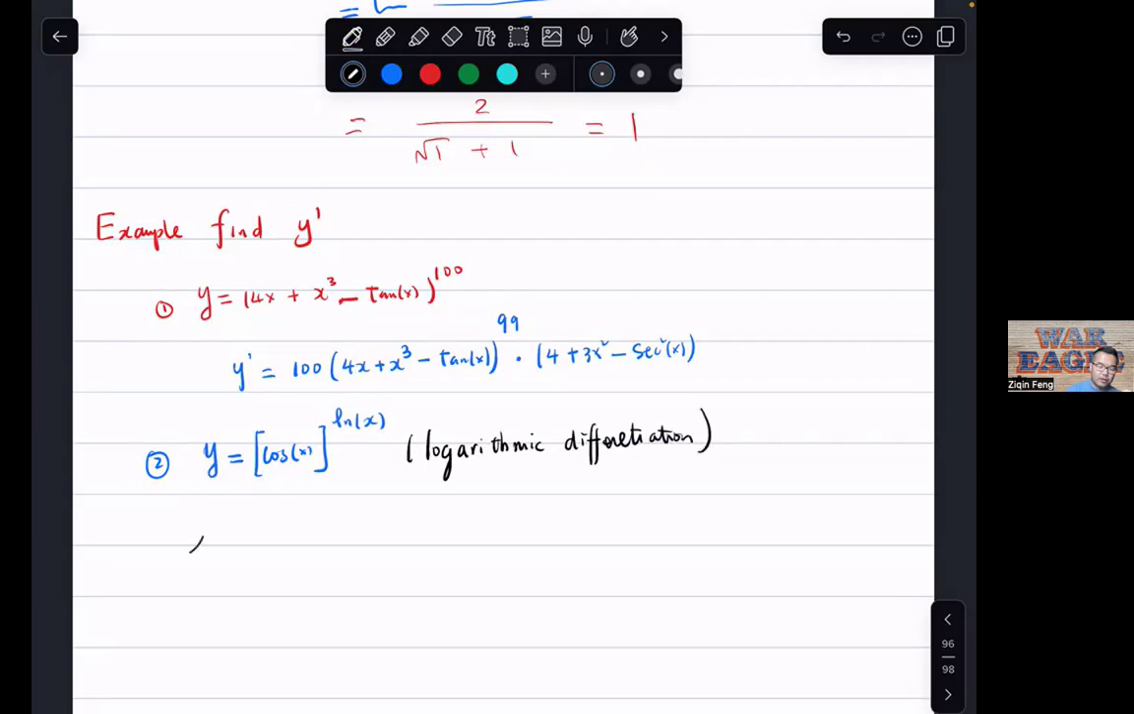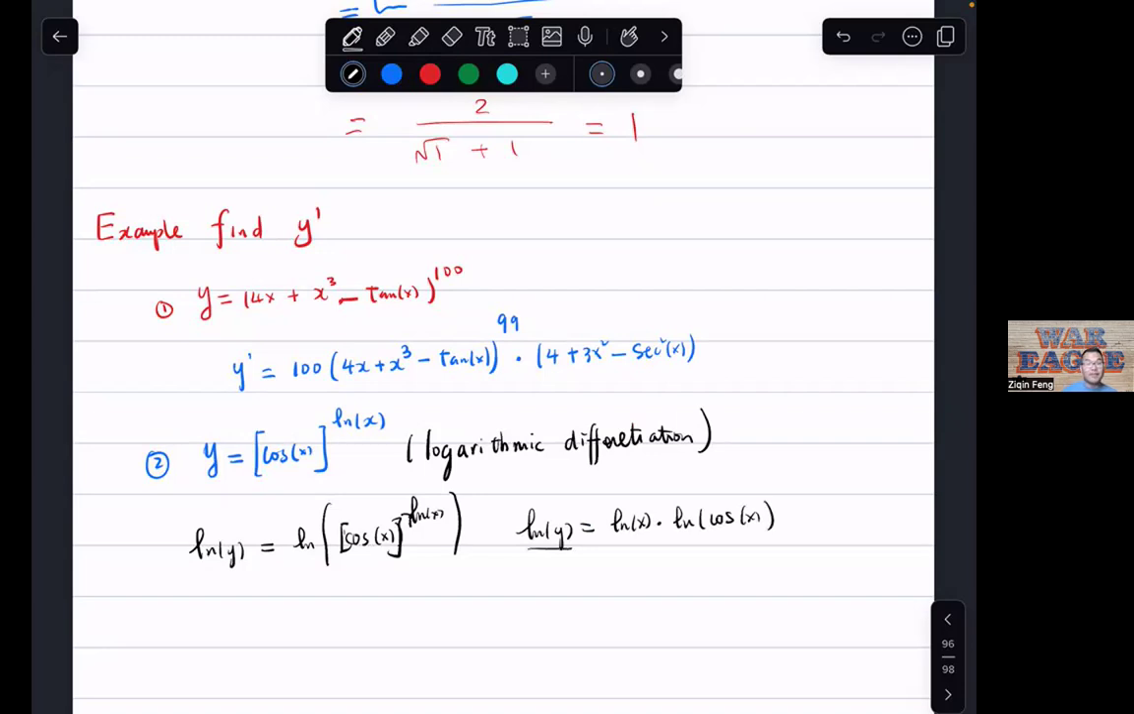So we take a natural log, and you get natural log of y equal to natural log of cosine of x to the power natural log of x. This is the reason we are taking the natural log. Now if you bring the exponent down, we can apply the product rule and the chain rule on the right side to differentiate that. So we want to apply implicit differentiation, right?